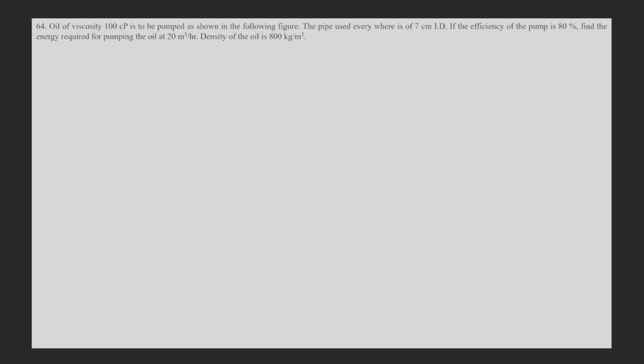Oil of viscosity 100 centipoise is to be pumped as shown in the following figure. The pipe used everywhere is of 7 centimeter internal diameter. That means velocity is same everywhere, when diameter is same everywhere. Efficiency of pump is 80%. Find the energy required for pumping the oil at this rate, 20 meter cube per hour. Density of oil is 800 kg per meter cube. Okay, power required. So very first we will see the diagram.